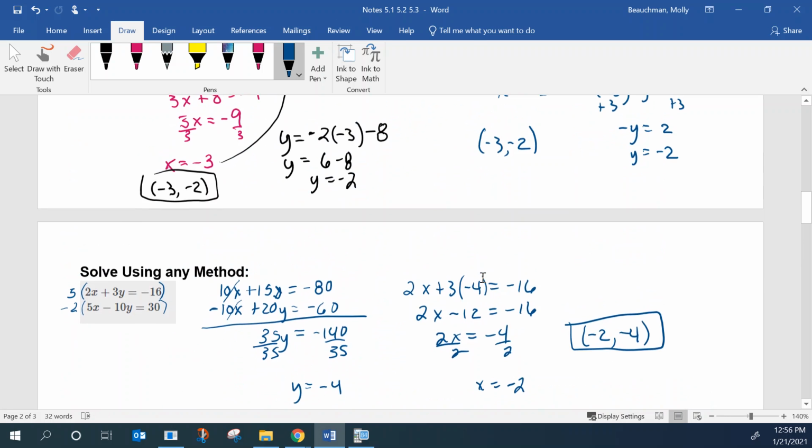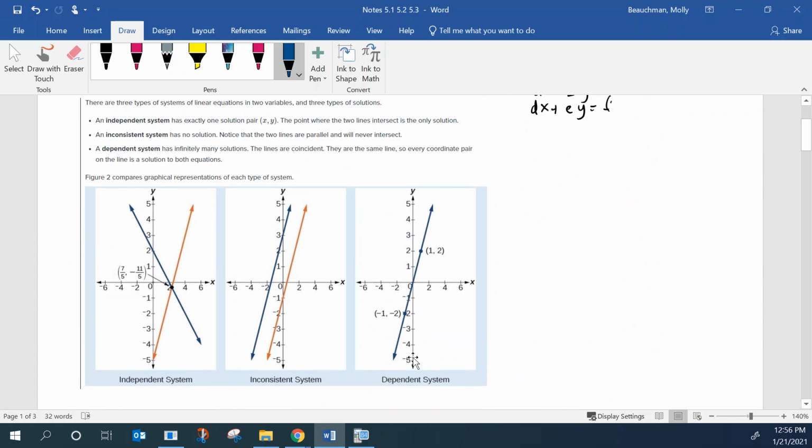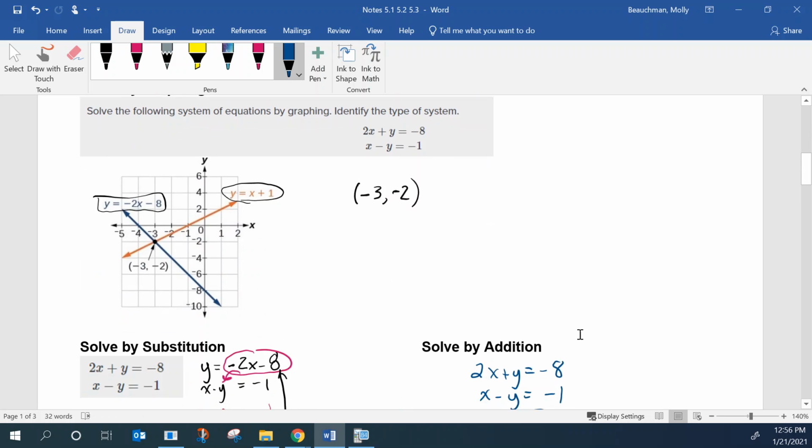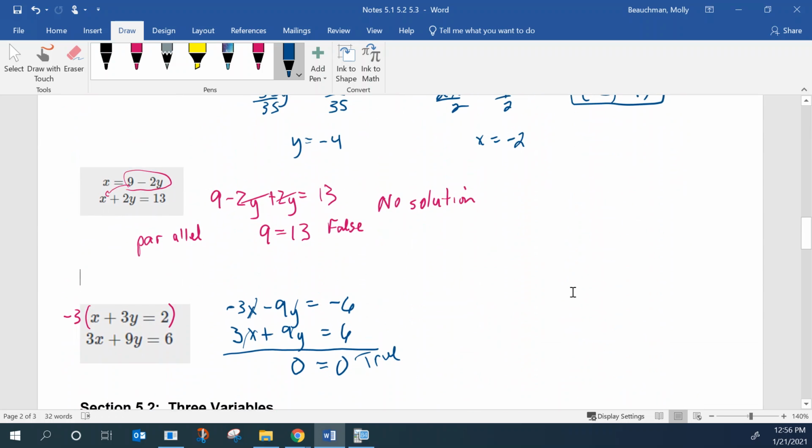So when we go back up to the beginning, that's called a dependent system. If we were to graph those two lines, they would be the same line. One's a multiple of the other. Okay, so those are all the things that can happen with systems of equations in two variables.